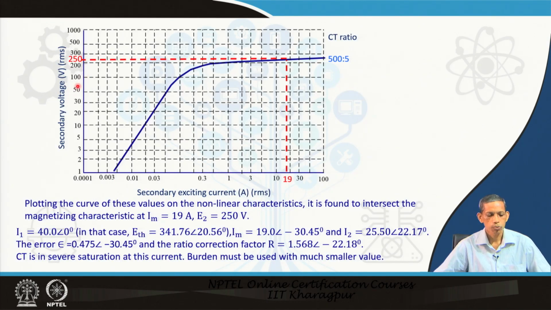What you do is plot the corresponding E2 versus the corresponding Im line, and that line crosses, at this point, the corresponding magnetization characteristics, and you got the value for that situation, for that burden, of 19 ampere, and the corresponding value of the secondary voltage to be 250. So, with that data we now have Im equals 19 ampere, E2 equals 250 volt.